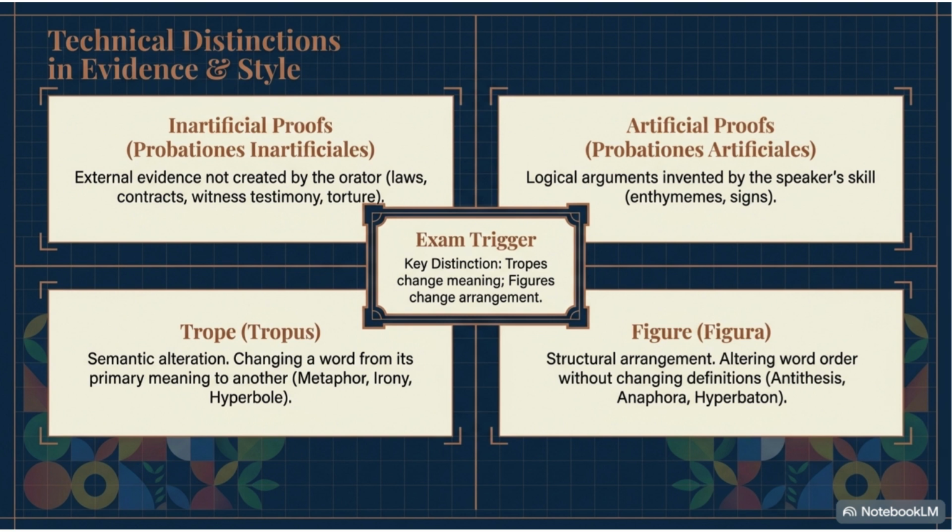The slide gives 3 examples. Antithesis, anaphora, hyperbaton. Let us understand these. First, antithesis. This places opposite ideas together. For example, speech is silver, but silence is gold. The contrast makes the sentence memorable.